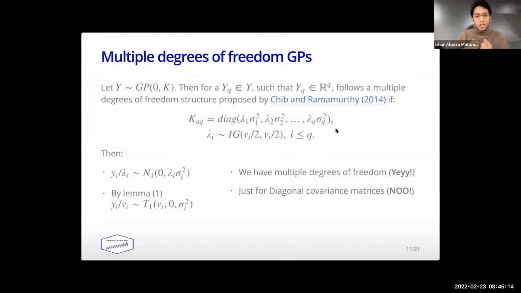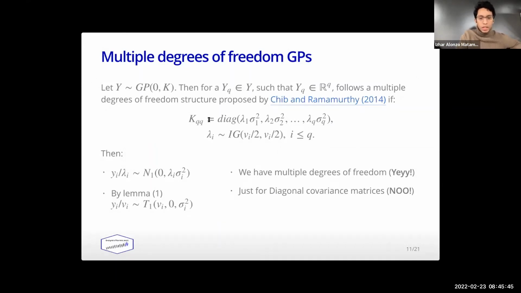So let's assume that we have a random G that has a Gaussian process prior, but in this case, we're going to assume that the mean is centered at 0 and the covariance matrix will be a kernel matrix. Then we're going to extract from the Gaussian process a finite collection of random variables, let's say G_Q, with dimension Q, and we're going to say that it follows a multiple degrees of freedom structure proposed by Chib and Ramamurthy if the covariance matrix can be written this way.